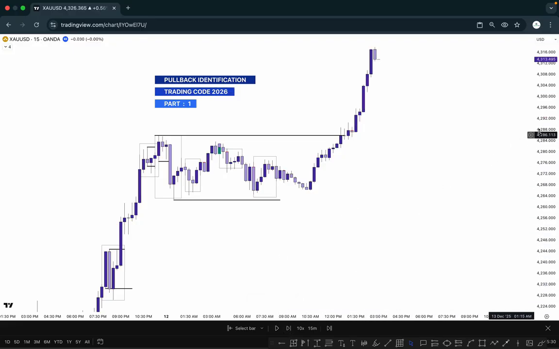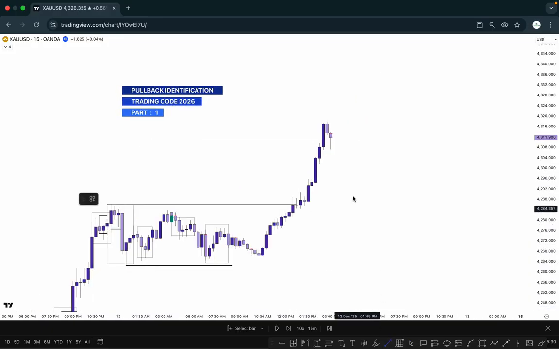Again the market creates a higher high here. When the market creates a higher high at this point, and again breaks this low here, it confirms that the market has created a valid pullback here. So wait for it. Again the market breaks the previous high here. Okay, so this one is considered a valid pullback right here. So this one is our valid pullback.